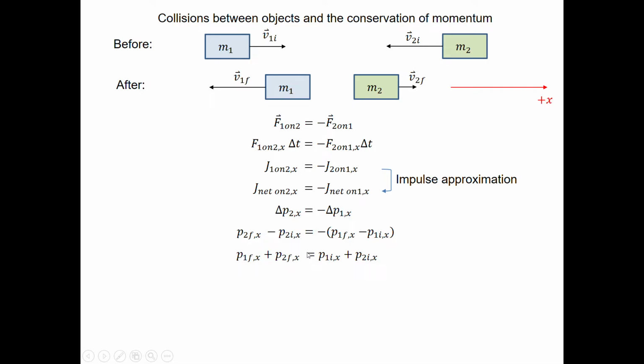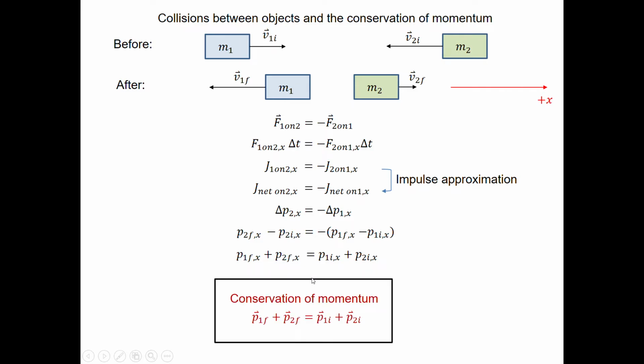Here I've put final on the left-hand side, and everything that has to do with the initial state we put on the right-hand side, mixing up the 1's and the 2's. And so this says that the sum of the initial momentum x components of object 1 and 2 is equal to the sum of the final momentum x components of objects 1 and 2. And that is part of the statement of the conservation of momentum.